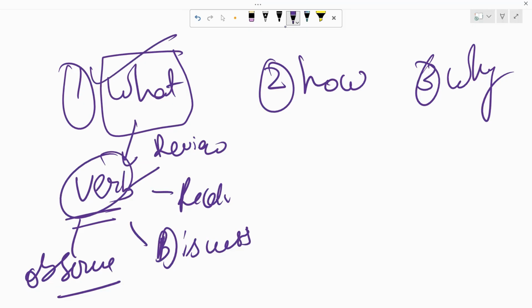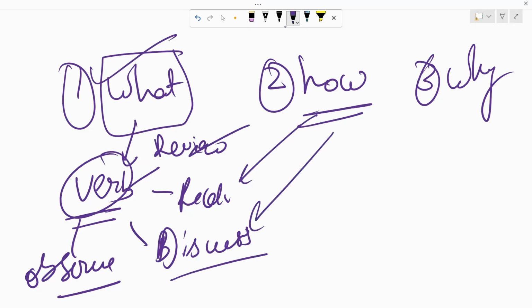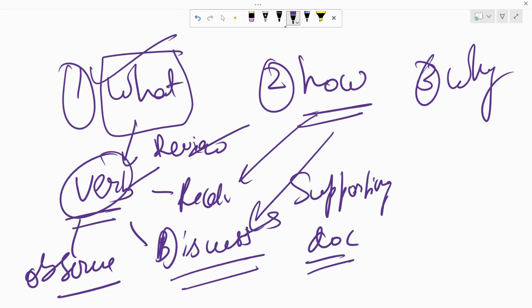Then is the how. How are we going to review, how are we going to recalculate, how are we going to discuss? We do it by using a supporting document. For example, as I discussed earlier, you are going to inspect and physically verify the presence of the tangible assets at your warehouse. So how are you going to do it? Go to the warehouse and do it. So basically, physically verifying it is how you are going to do it. So these are the supporting documentation.